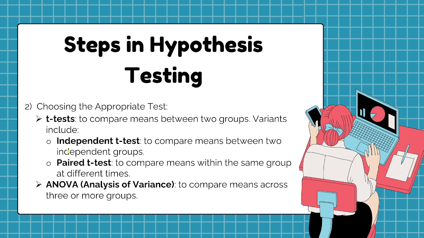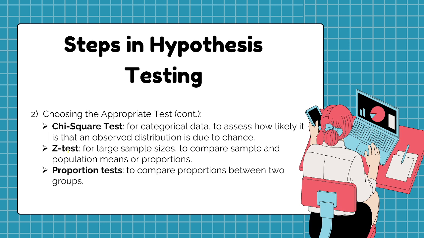For ANOVA, we use the analysis of variance to compare means across three groups, or it can be bigger than that, meaning more than two. Then for the next method we can use the chi-square test. The chi-square test is used for categorical data. So based on hypothesis testing, if the variable is categorical data, we can use the chi-square test.